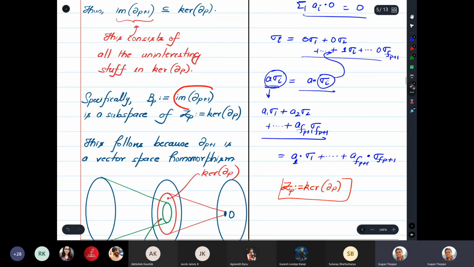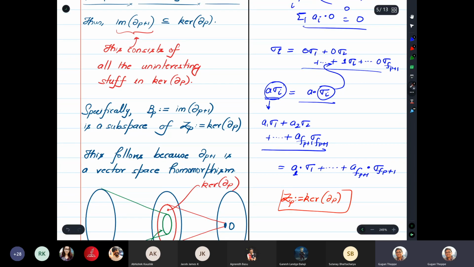So the p boundary is supposed to mean that it is the boundary of some p plus 1 chain, right? So it need not be just one phase, right? What we are saying is that the image of daba p plus 1, I hope you agree, is the output when you apply daba p plus 1 on a p plus 1 chain, right? So the elements of bp basically consist of everything that can be interpreted as the output of daba p plus 1 when it is applied on a p plus 1 chain. So this is the collection of all possible outputs.